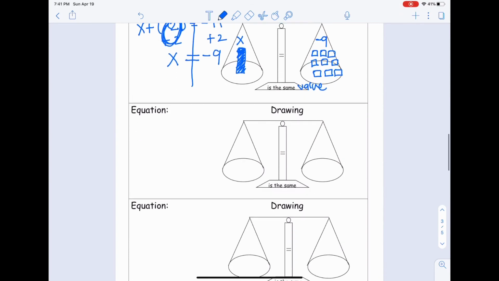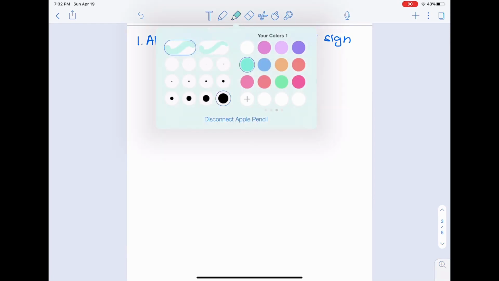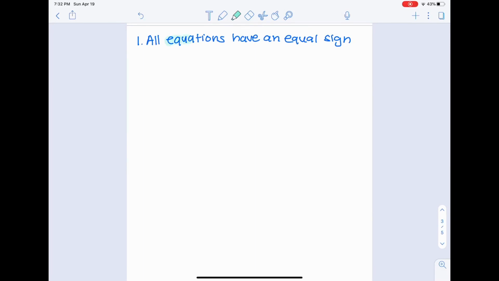Pretty easy activity. So there are 3 things that I want you guys to take away from this. The first thing is all equations have an equal sign. Okay, and what I was talking about earlier is that you can kind of see it in the word. So look at these first. You kind of almost see that word equal in the word equations. So just remember that. All equations have an equal sign.